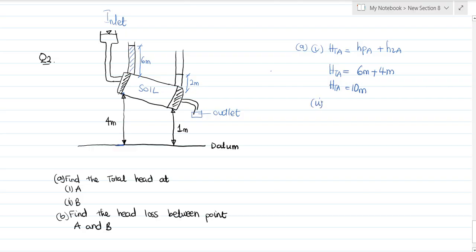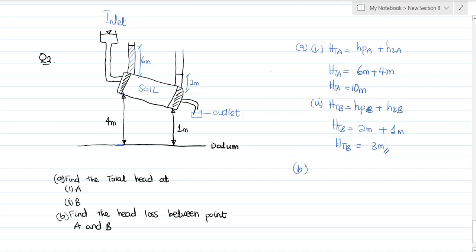We come to that of B. The total head in B is going to be the pressure head in B plus the elevation head in B, right? So the pressure head in B is 2 meters, then the elevation head is 1 meter. And so the total head in B is 3 meters. So with this, we are done.